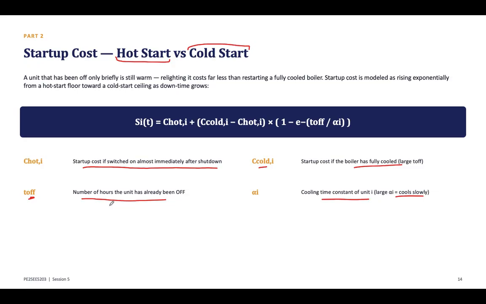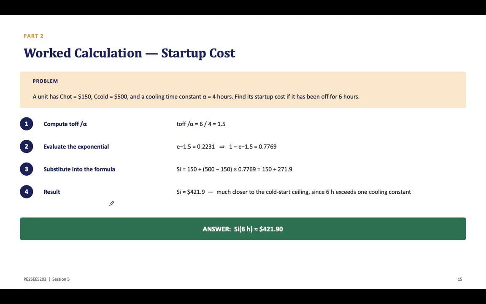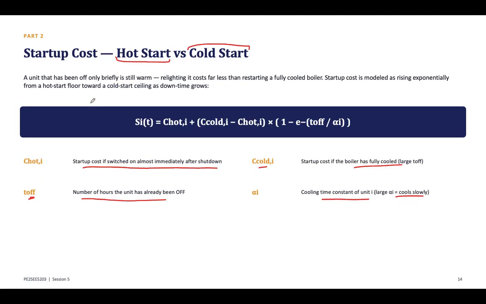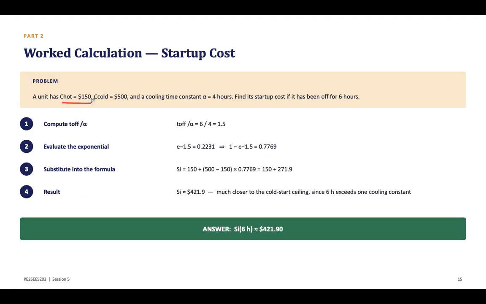Let's have a worked calculation for the startup cost. The problem: the unit has C hot from this equation, the hot start cost, of 150, the cold start cost is 500, and the cooling constant alpha is equal to 4 hours. Find the startup cost if it has been off for 6 hours. It has already been off for 6 hours, the cooling time constant alpha is 4 hours, so it has gone beyond it, right?